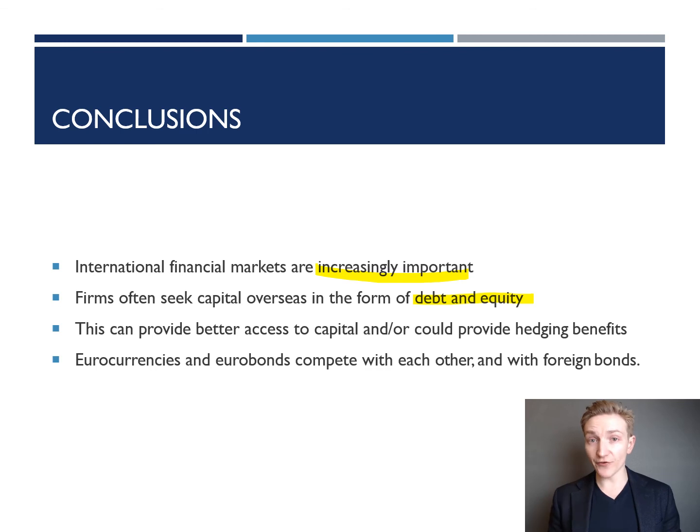We've seen how this can give rise to hedging benefits, for example, in the form of money market hedges, where firms can implicitly lock in an exchange rate for their obligations or their receipts. And we've seen how Eurocurrency loans and Eurobonds have become increasingly important in addition to just plain foreign bonds. In addition to that, we've seen the costs that arise when issuing these, for example, the underwriting costs, but also the interest costs. And we've seen the implicit interest rate that arises after you take those costs into account.